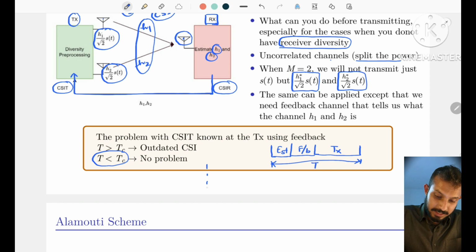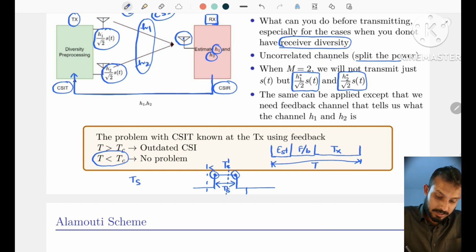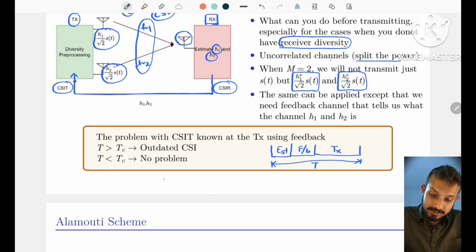For example, let's say this is the coherence time Tc, and we have a symbol with duration Ts. If the symbol duration is less than the coherence time, then these two points are correlated to each other. And if the symbol duration is greater than the coherence time, then in that case, these two points are not correlated to each other. So when this time is greater than the coherence time, let's say this is the coherence time.